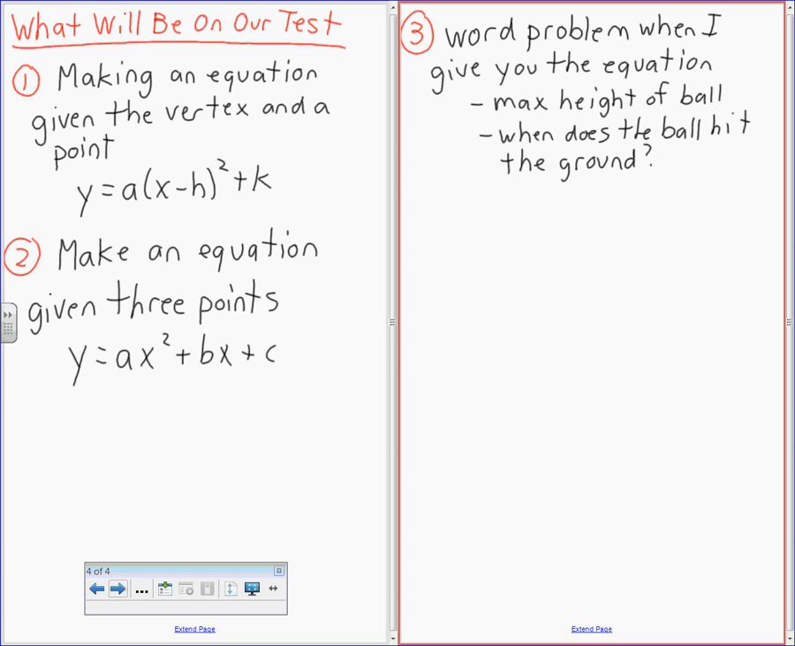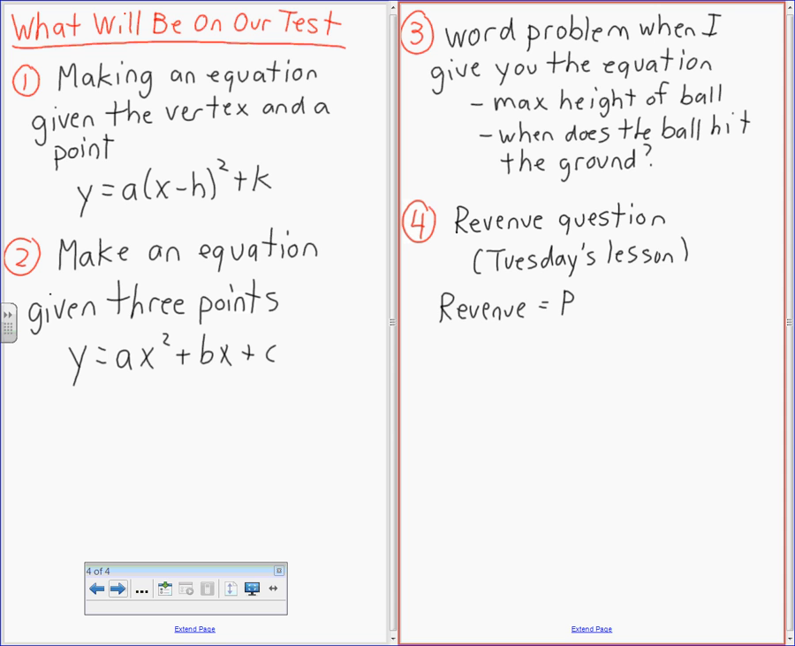Okay. Number 4 is going to be the revenue question. And we'll do one of these today too. That's Tuesday's lesson. And the equation is revenue equals price times sales.